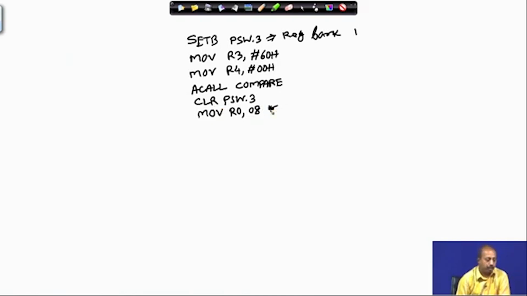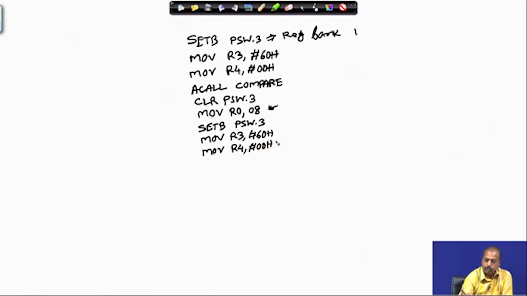After this, I have to compute the length of the string. So, again I do the same thing. First of all, I change the register bank to 1, so SETB PSW.3. Now we again set the R3 and R4 registers to contain the start address of the two strings: R4 00 hex and R3 60 hex, and then we call a subroutine, ACALL length.